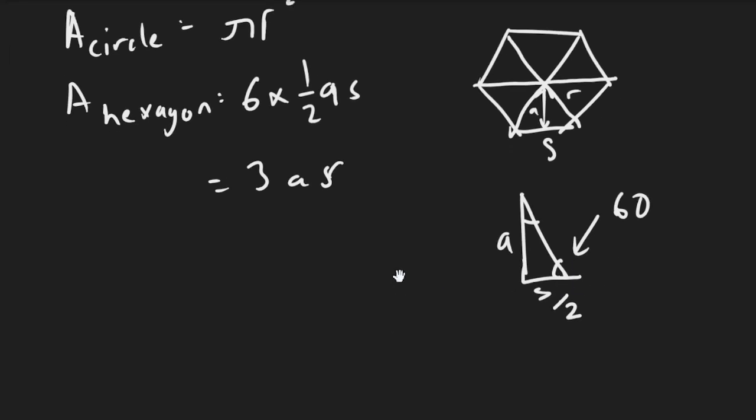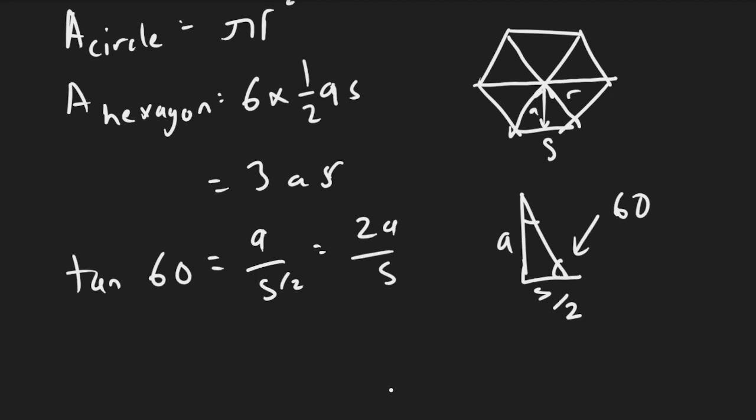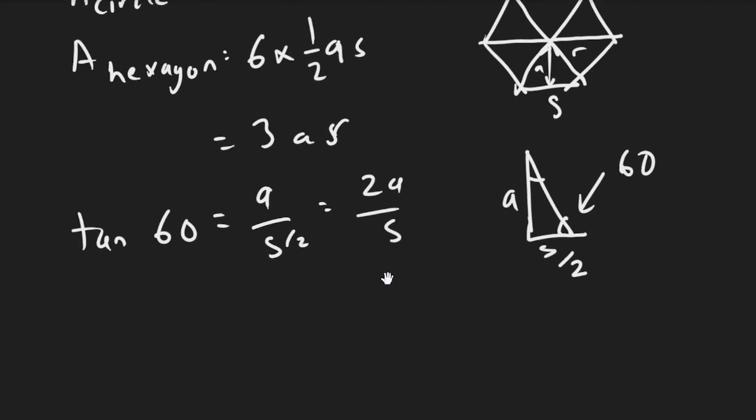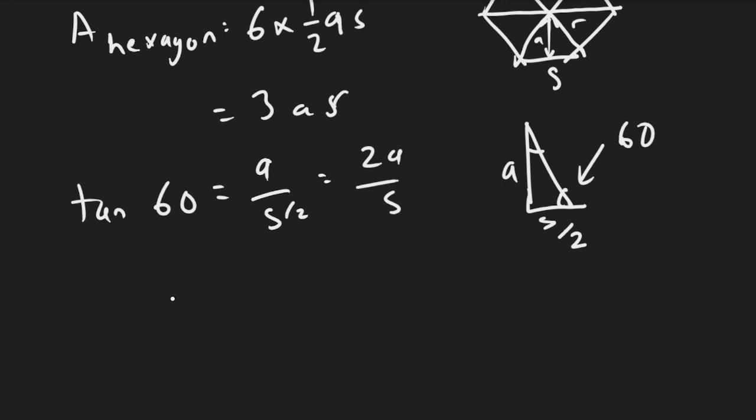So let us consider this 60 degrees. So the tangent of 60 is equivalent to what? So tangent is TOA, opposite over adjacent, which is A over S over 2. So we get 2A over S from here. And what is tangent 60? Tangent 60 is basically 1 over square root of 3. Okay. So we have 2A over S equals 1 over square root of 3.